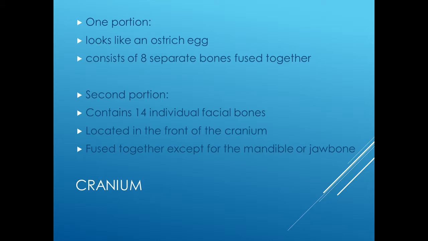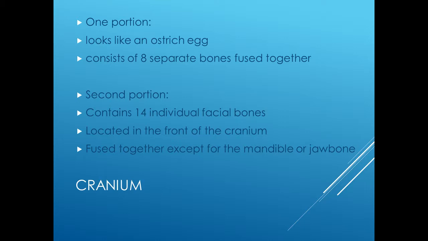And we'll actually look at pictures of ostrich eggs later on. But an ostrich egg is huge, and so it's as big as our head. And so our head looks like an ostrich egg, and it consists of actually 8 separate bones which have been fused together. So now there's just one bone called the cranium. Now, our cranium also has a second portion. Even though it's one cranium, it actually has 14 individual facial bones.